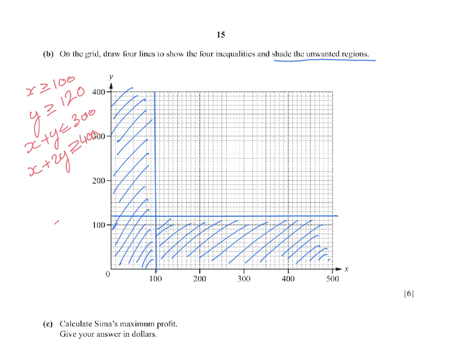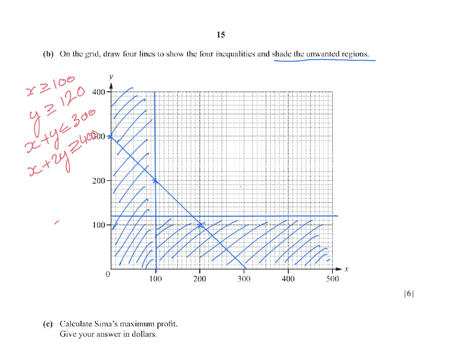Now that's not a vertical or a horizontal line. That's, let's say, a diagonal line. So you're going to find a few points. When x is 100, y needs to be 200. Perhaps you want to rearrange it. When x is 0, y is 300. When x is 200, y is 100. There we go. And I'm going to draw that line.